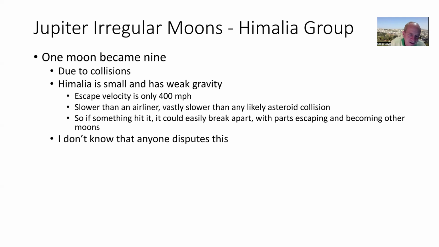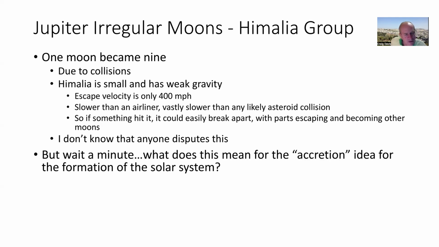As far as I know, everyone agrees that that's what's happened. I'm sure that there's somebody that disputes it because there's always somebody that disputes everything, but that's what I think most everybody agrees has happened with Himalia. But now, wait a minute. What does this mean for the accretion idea for the formation of the solar system? The accretion idea is that matter slowly came together to form these moons and planets and whatnot. But that's not really what happens in the real solar system. In the real solar system, small bodies collide and they're likely to break apart, not accrete.